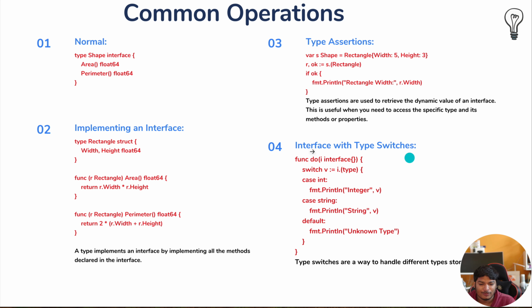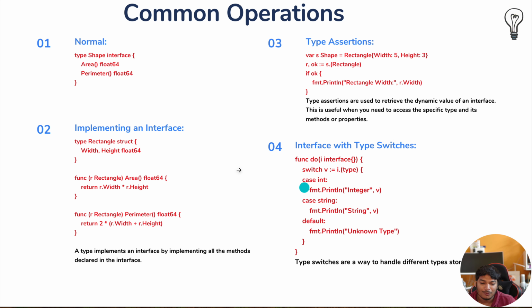Now let's go to the fourth and final one, which is interface with type switches. Type switches are a way to handle different types of data stored in interfaces. An example here: we have a function do, and it takes as a parameter an empty interface, which can be any interface or any data type. Then in the switch case, we are saying v := i.(type), so the data we receive as input in the interface. An empty interface, with the opening and closing curly brackets, can hold any data type.